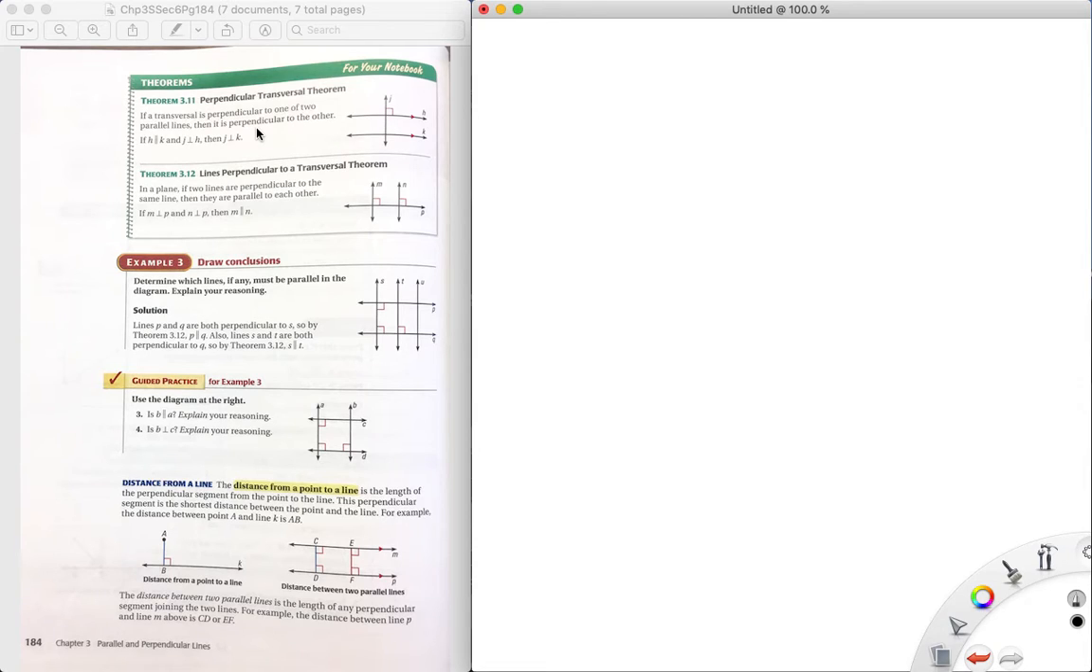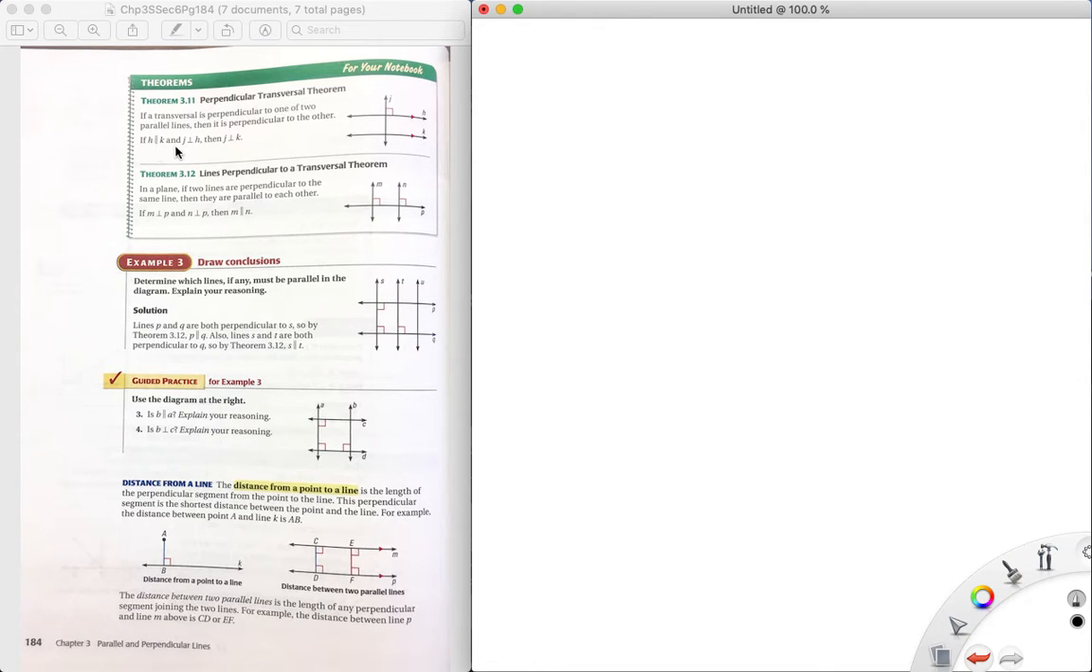Perpendicular transversal theorem. The perpendicular transversal theorem says this: if I have two parallel lines, and I know that one of them is perpendicular to a transversal, then I know that the other line is perpendicular to it. So what does this mean?